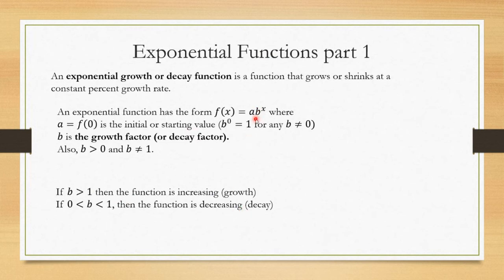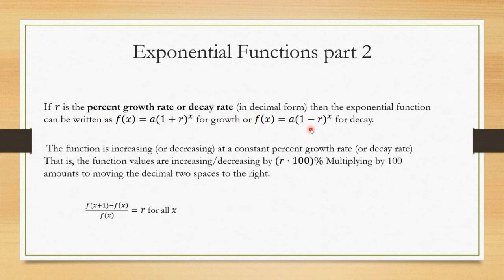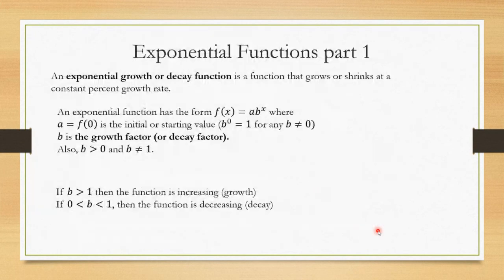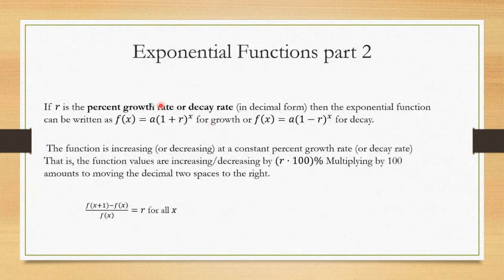Now this is useful, but I'm going to write this in a more useful form, namely here. If r is that percent growth rate or decay rate, but in decimal form, so in other words, r is the constant percent rate that the function output is increasing by, but written as a decimal, we can write the exponential function this way if we have growth, or this way if we have decay.